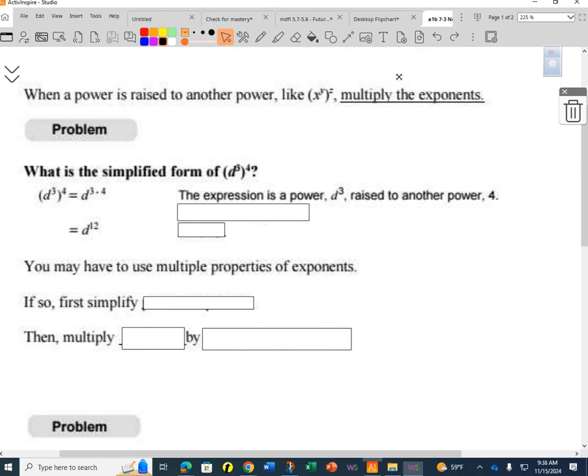I had a teacher back in the old days when I was in school, and she would refer to this as a power to a power. To help remember the difference, she would say up high, multiply. So if you get a power and then a higher power, you're going to multiply those, that shortcut, right? So what is the simplified form of d cubed raised to the 4th power? Well, we're going to multiply there. So that would be multiply the exponents and then simplify.